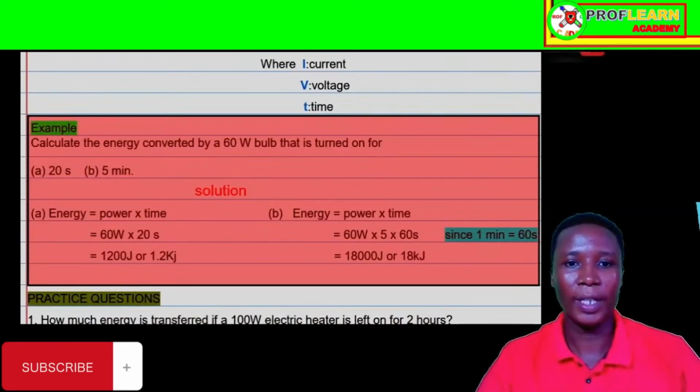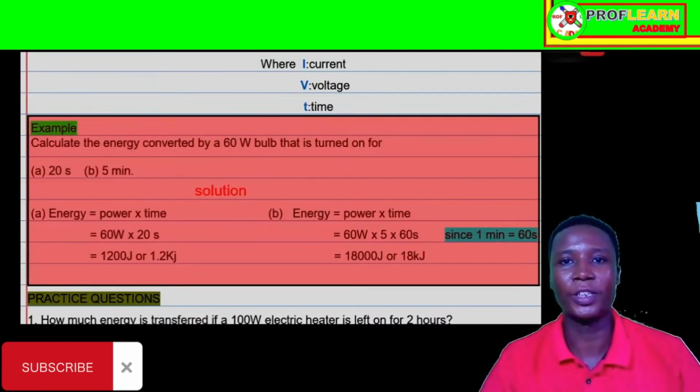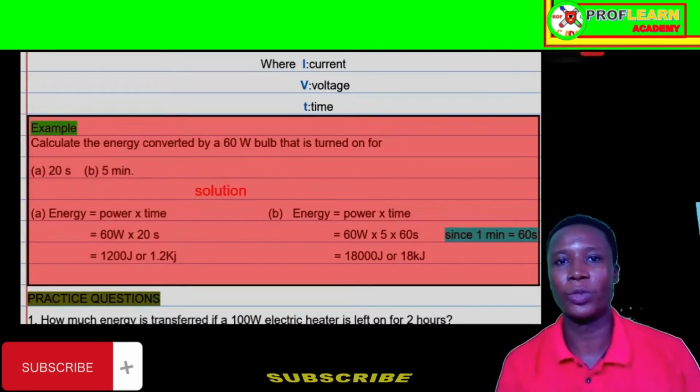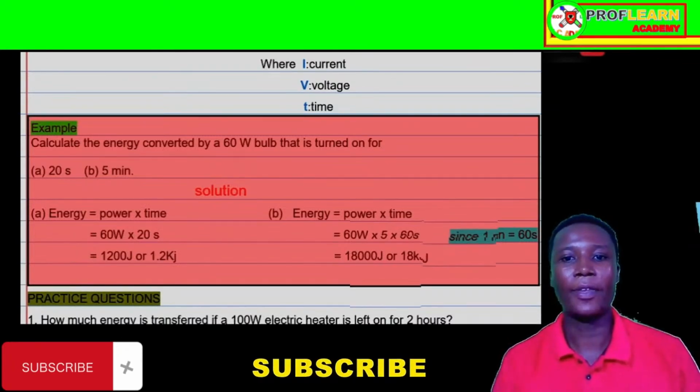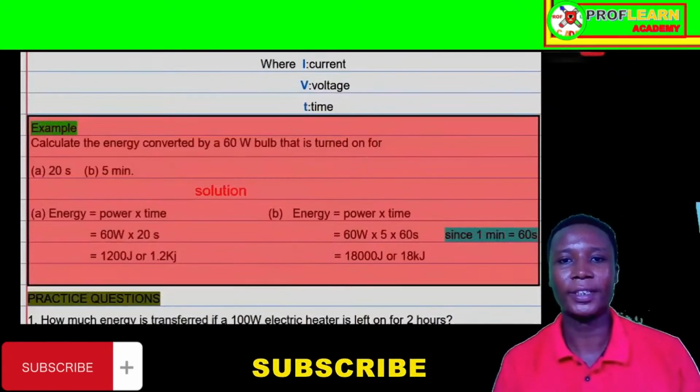You are supposed to calculate the energy converted by a 60 watt bulb that is turned on for 20 seconds, and for part B, 5 minutes. For part A, we are going to say energy equals power times time, and our power is 60 watts times the time, which is 20 seconds, and we're going to get our answer as 1200 joules, which can be written as 1.2 kilojoules, because when you're converting joules to kilojoules, what you need to do is to divide by 1000.